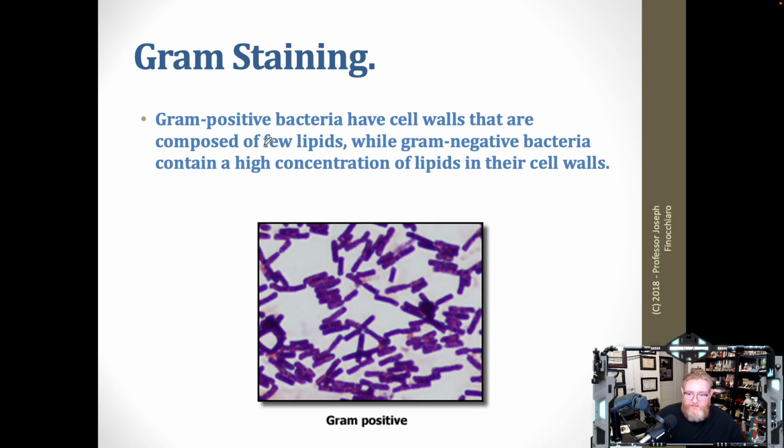Gram-positive bacteria have cell walls that are composed of few lipids, while gram-negative bacteria contain a high concentration of lipids in their cell walls. Professor Finn, for the love of God, why is this important? Well, matter of public health. If it is purple without a lot of fats, breaking that wall is going to take different techniques than if it does have fats in the cell wall, because then we can attack the fats and the cell wall will crumble.